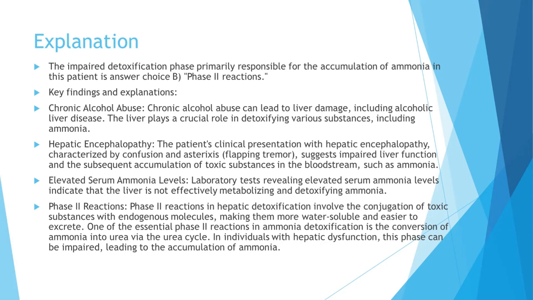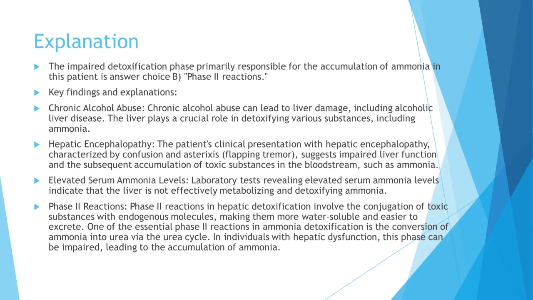The patient's clinical presentation with hepatic encephalopathy, characterized by confusion and asterixis, suggests impaired liver function and the subsequent accumulation of toxic substances in the bloodstream, such as ammonia. The lab tests revealing elevated serum ammonia levels indicate that the liver is not effectively metabolizing and detoxifying ammonia. Now let's talk about phase 2 reactions.